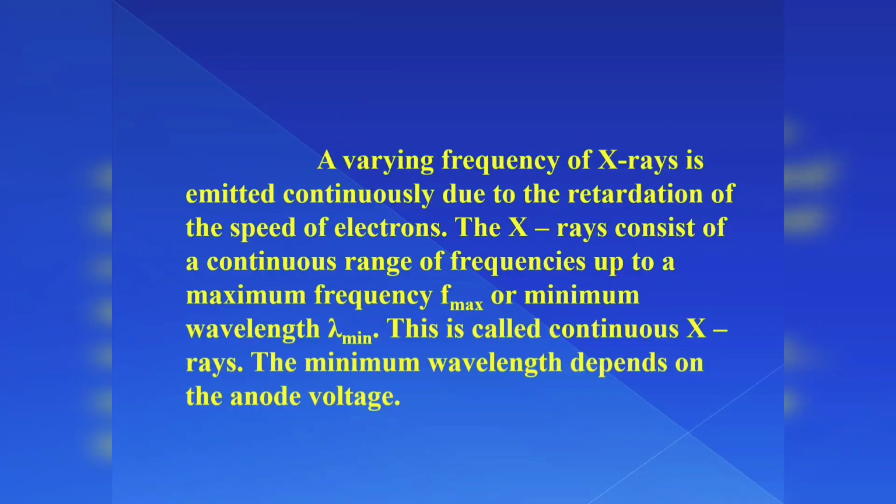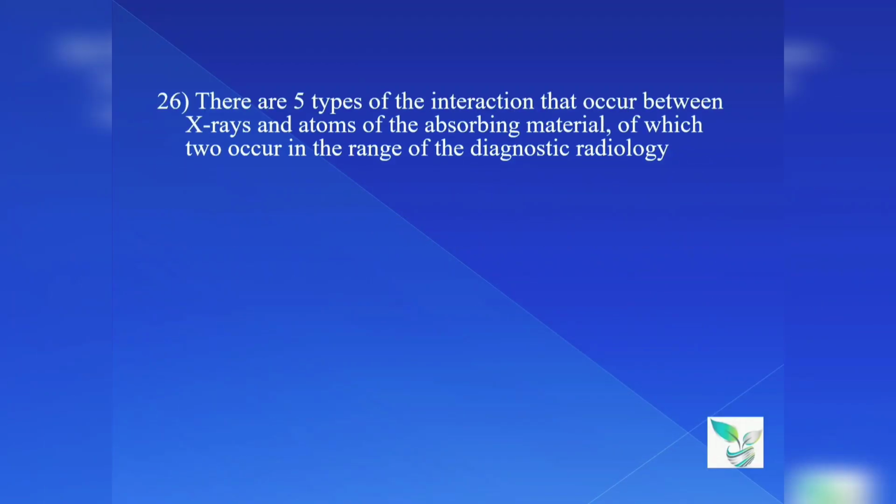So let's see the explanation. A varying frequency of X-ray is emitted continuously due to the retardation of the speed of electrons. The X-ray consists of a continuous range of frequency up to a maximum frequency, that is Fmax, or minimum wavelength, lambda minimum. This is called continuous X-ray. The minimum wavelength depends upon the anode voltage. Moving on to the next question, question number 26.